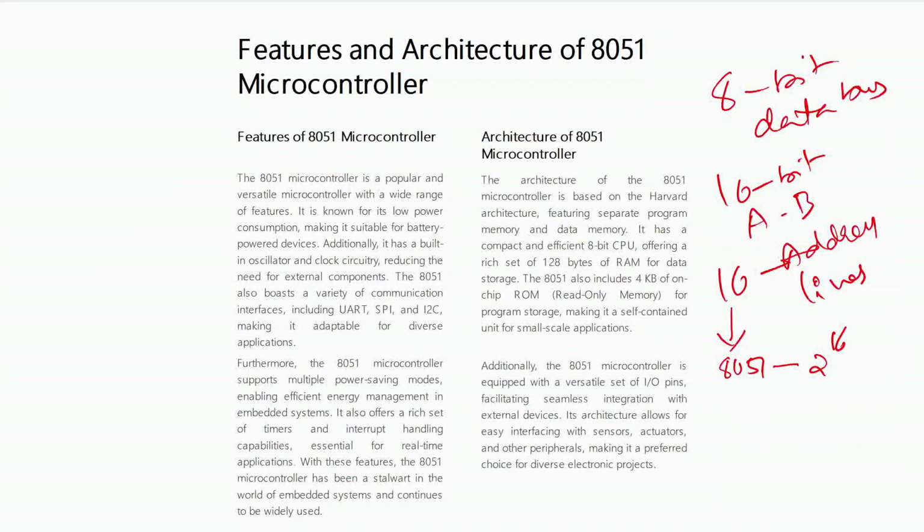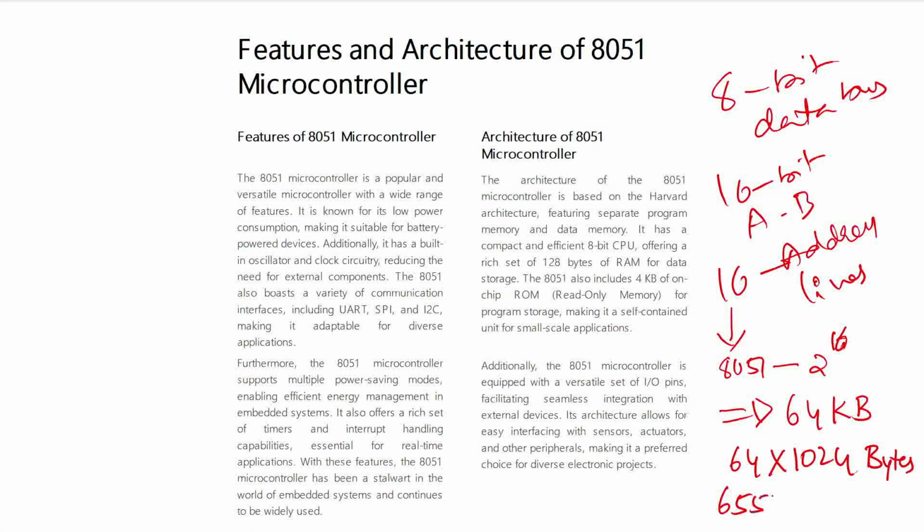The maximum memory that the 8051 microcontroller can interface, both externally as well as internally, is equal to 2 power 16. That gives you 64 kilobytes, where kilo in computer terminology is 1024 bytes. That means 65536 bytes. That's the memory we can interface. So the maximum memory we can interface is 64 kilobytes.